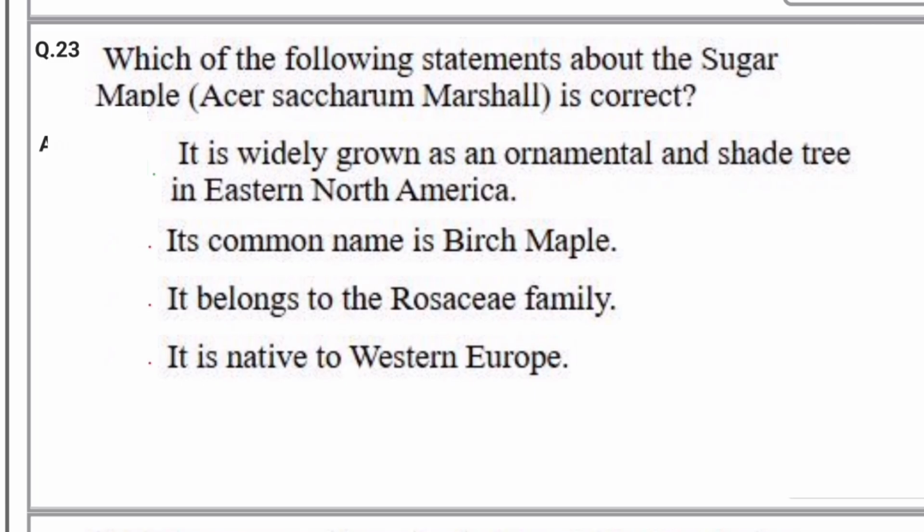Let's see the next question. Which of the following statements about the sugar maple Acer saccharum Marshall is correct? Options are: it is widely grown as an ornamental and shade tree in eastern North America. Its common name is birch apple. It belongs to the Rosaceae family. It is native to Western Europe. For this, the correct answer is: it is widely grown as an ornamental and shade tree in eastern North America.